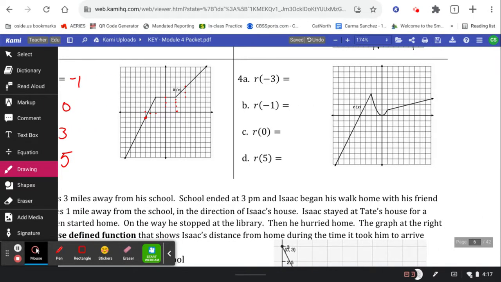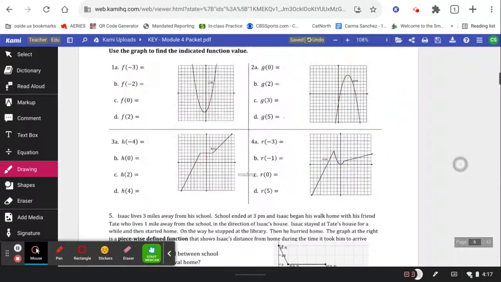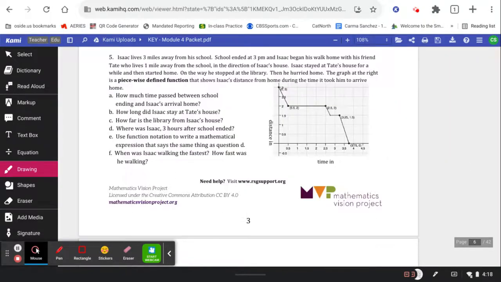r of -3. r of -1. r of 0. Hey, that's just the origin. r of 5. There it is. Inputs, outputs, how'd you do?